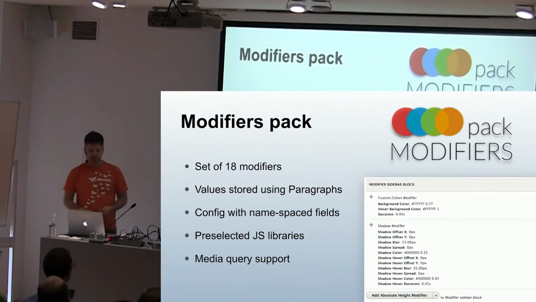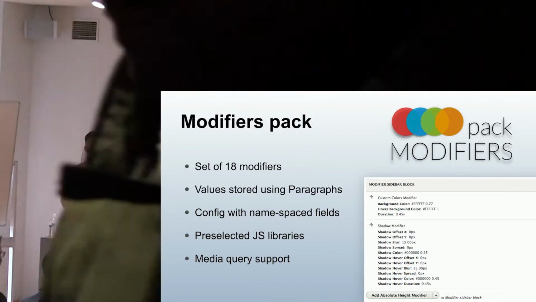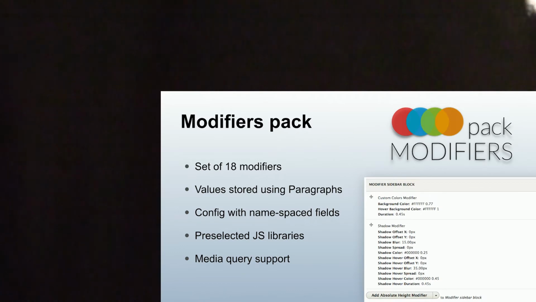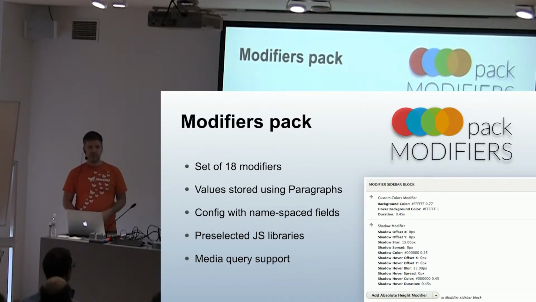And the config which is provided with the modules is namespaced, so it should not clash with your own setup or your own config. If the modifiers need some JavaScript library, we have provided information where you can get the library. We have tested a few different options, so we ended up with some which we think are the best fit for this module. And each of the modifiers inside this pack has media query support, so you can have different modifications on mobile, and it can turn off on tablet or desktop, so you can play with it.